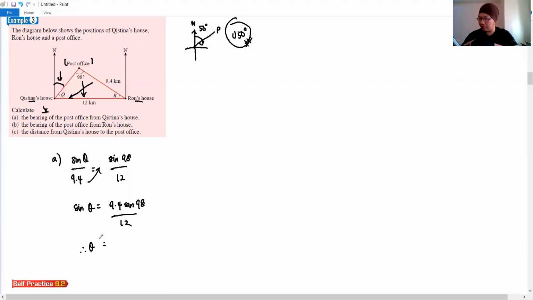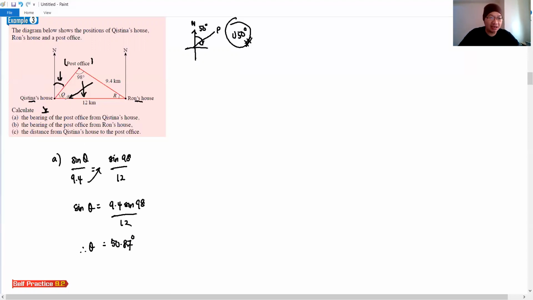So you need to press shift, sin, and answer. Do not round off your previous answer. Straight away press shift and sin inverse, answer. That is your final answer. 50.87, rounded off to 2 decimal places. So 50.87 degrees. That is your angle of Q.